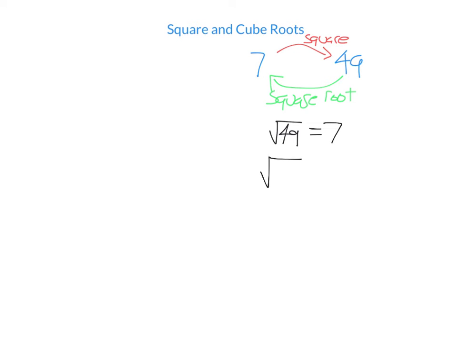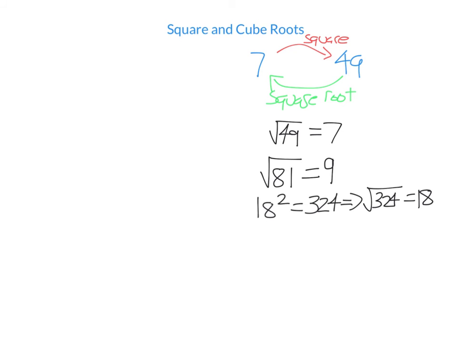If you're asked, say, the square root of 81, you're being asked which number do you square? Which number do you multiply by itself to get 81? And the answer is 9. Unfortunately, you just have to know the perfect squares that were on the previous slide. If you know that 18 squared equals 324, that means that the square root of 324 is equal to 18. Knowing your perfect squares is great. When you square root a perfect square, you get a whole number. 49, 81, and 324 are all perfect squares.